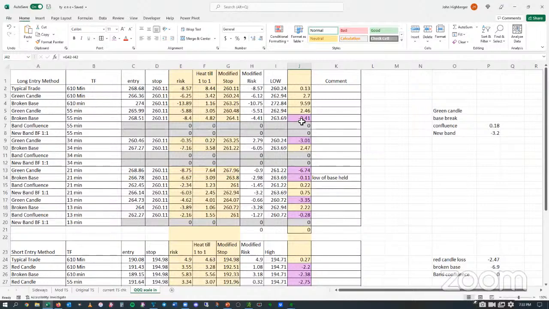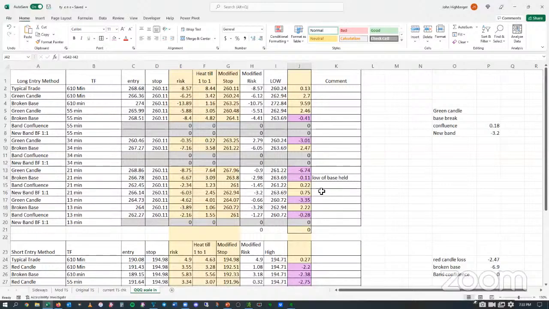So the broken base in the 55-minute was a stop out. The broken base in the 34-minute was a stop out. The green candle in the 21-minute was a stop out, as well as the broken base. But the low of the base, the lowest wick in the base did hold. It actually got stopped out to the tick.